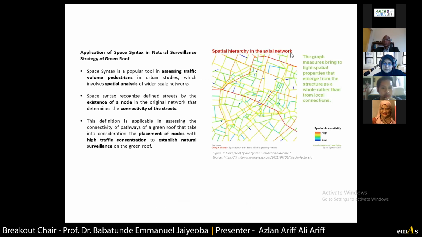Compared to the rest of the pathway layout, the diagonal layout shows an outstanding result in traffic concentration. Excuse me, Aslan, you only have 2 minutes more. Okay, sure.